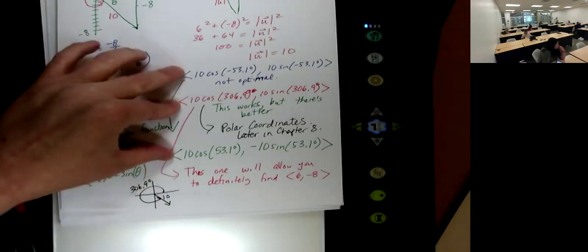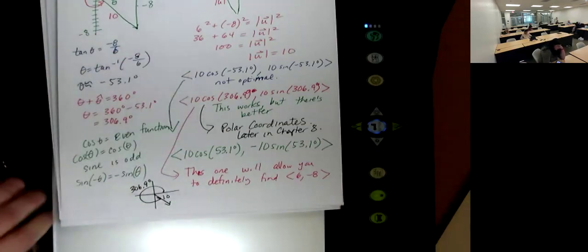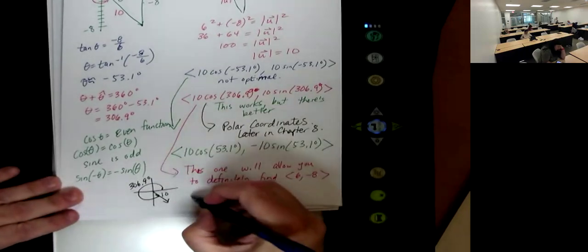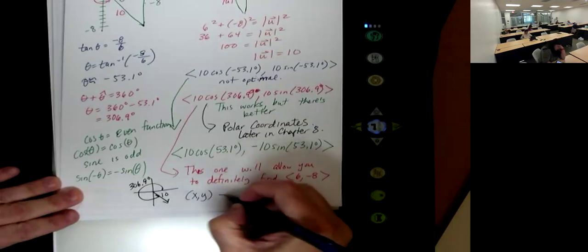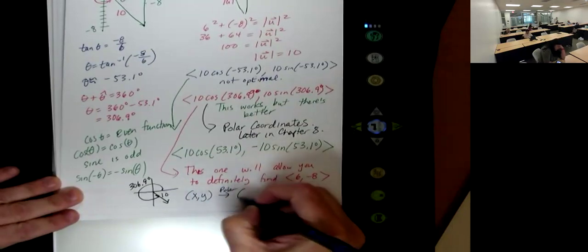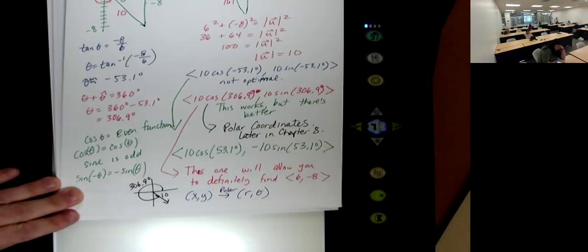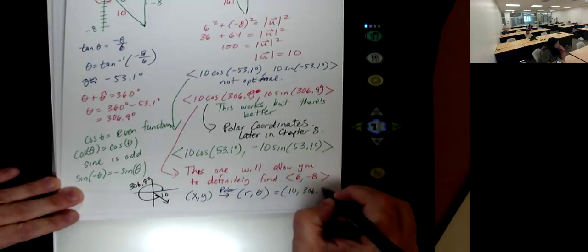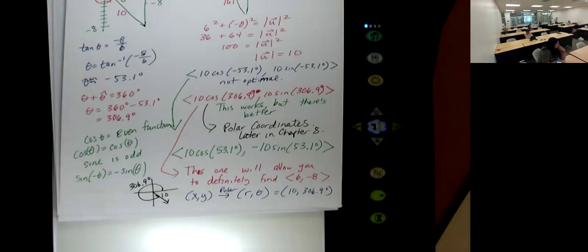These are a vector. When we write in polar coordinates, it's not vector form. Polar coordinates, kind of like we have x comma y, polar coordinates are r comma theta. So for this problem, it would be 10 comma 306.9 degrees. And usually theta is in radians, but it doesn't have to be. This is not a useful problem in radians. But like I said, polar we're gonna hit later.